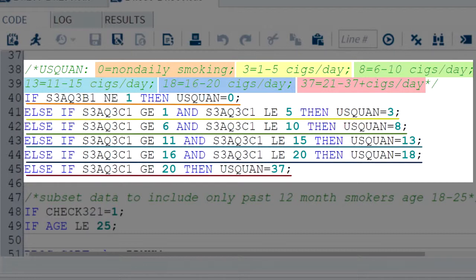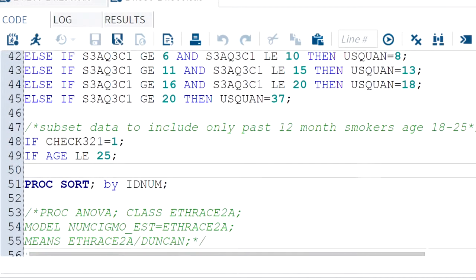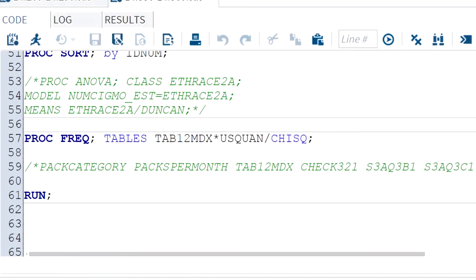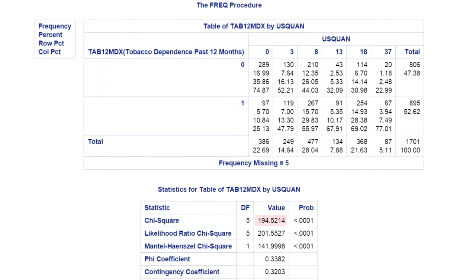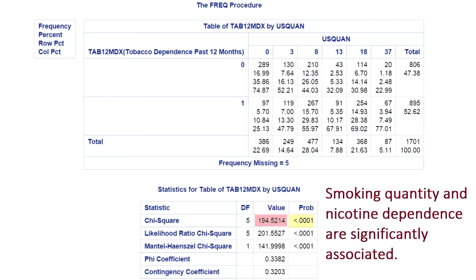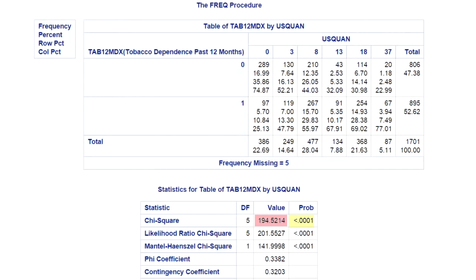Now we're going to scroll down to the bottom of the program and request a chi-square test of independence, examining the association between nicotine dependence in the past 12 months and this new smoking variable called USQUAN. As we can see from the large chi-square value and significant p-value, smoking quantity and nicotine dependence are significantly associated. In examining the column percents here of each smoking group with nicotine dependence, we see generally higher rates of nicotine dependence among groups that smoke more.